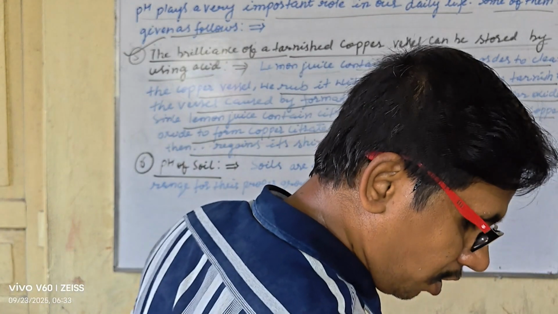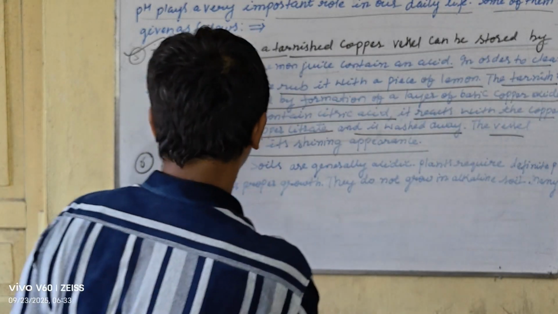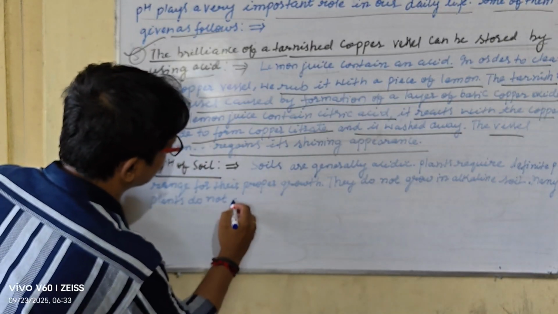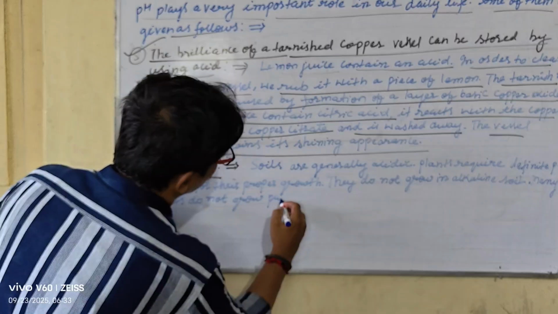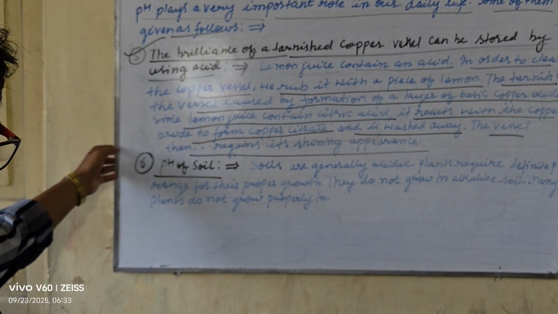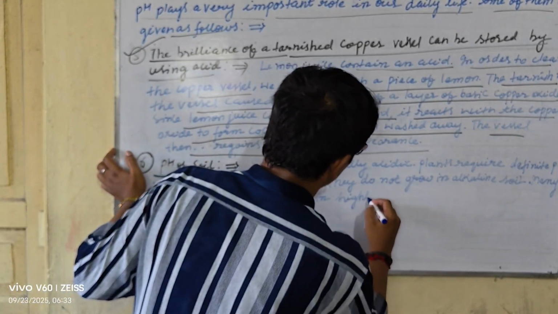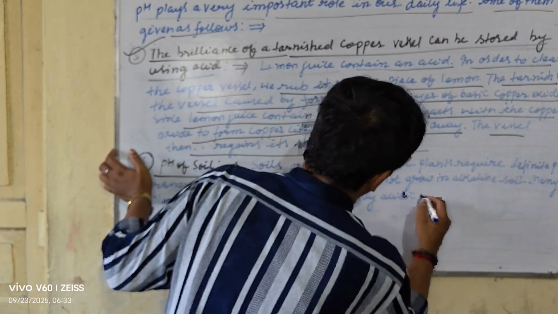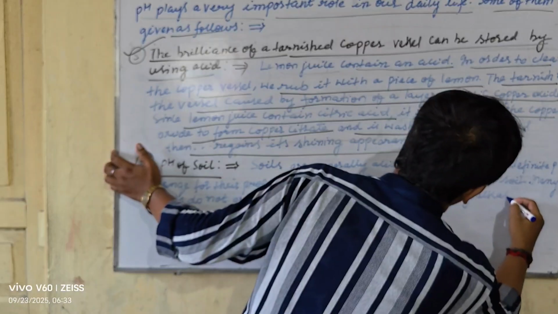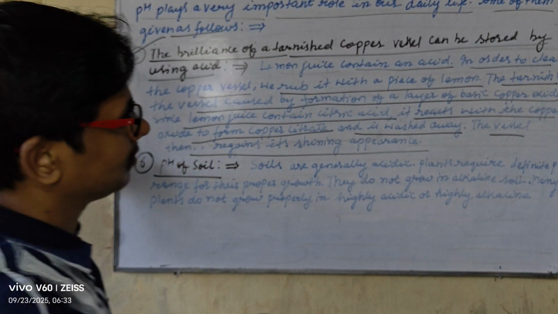Many plants do not grow properly in highly acidic or highly alkaline soil.